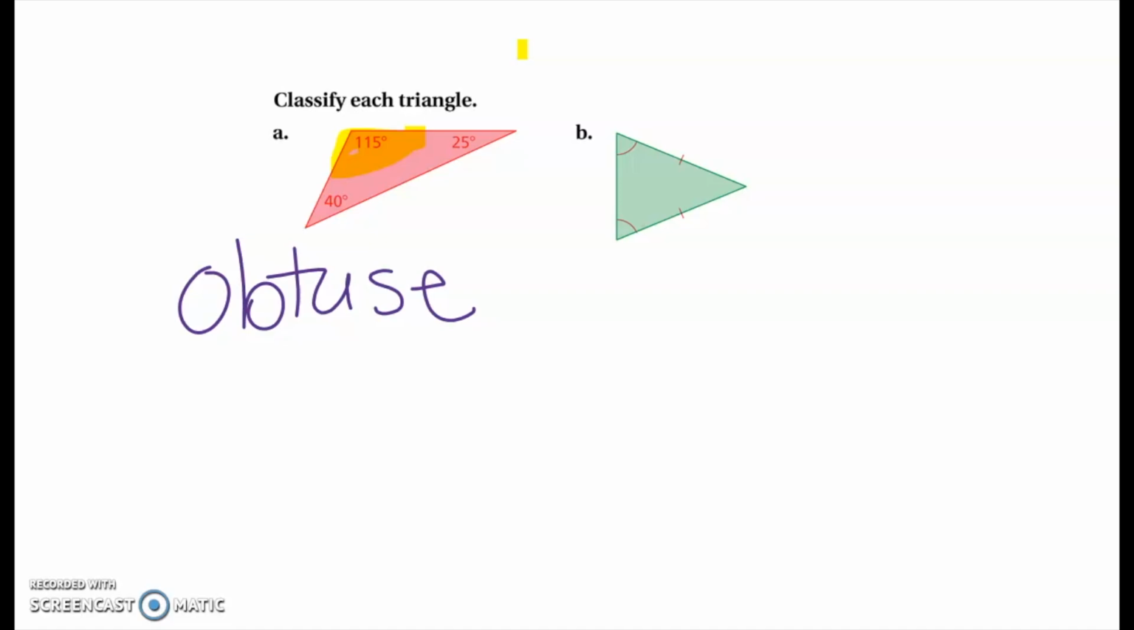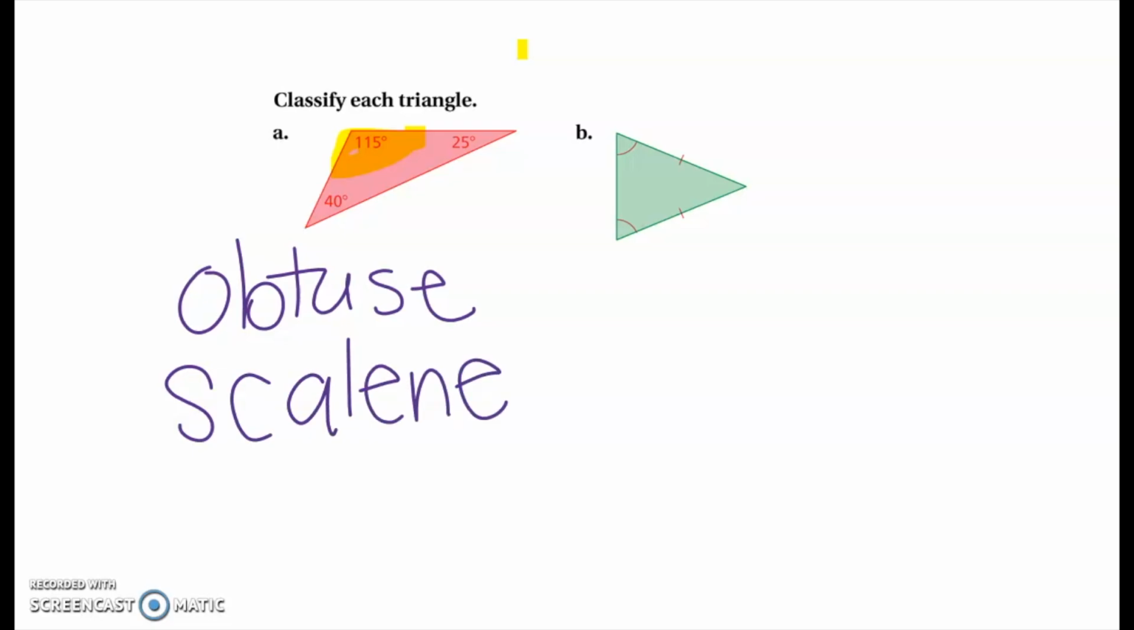Next, I want to name it by its sides. Now, there's no markings on the sides. If there's no markings, that means none of them are the same. They're all different. So we would call that scalene, since all of the sides are different. So this is an obtuse scalene triangle.